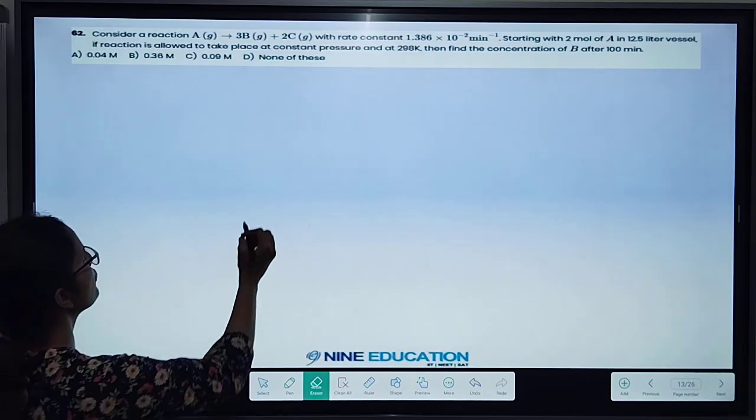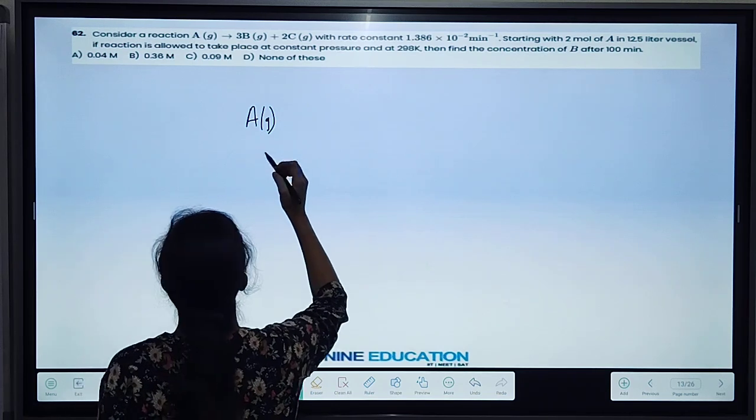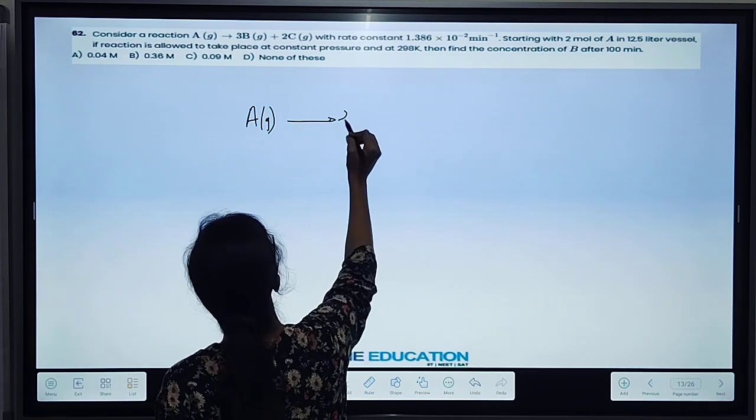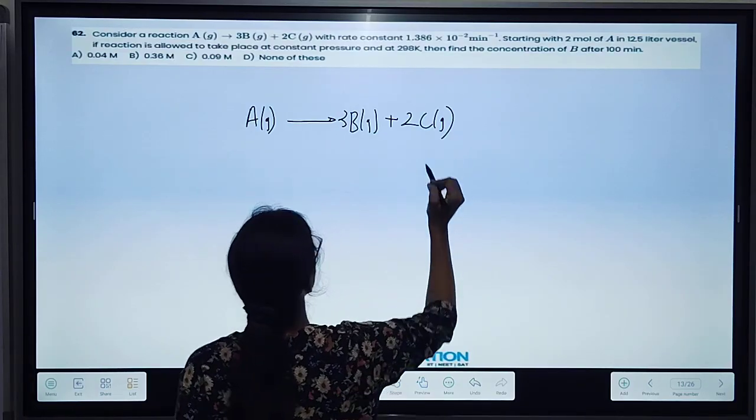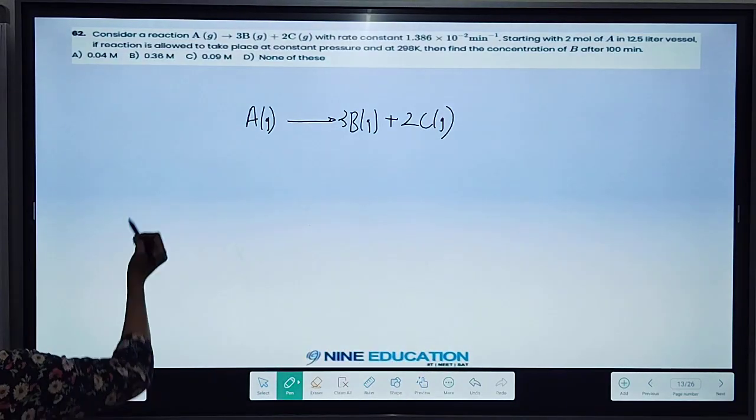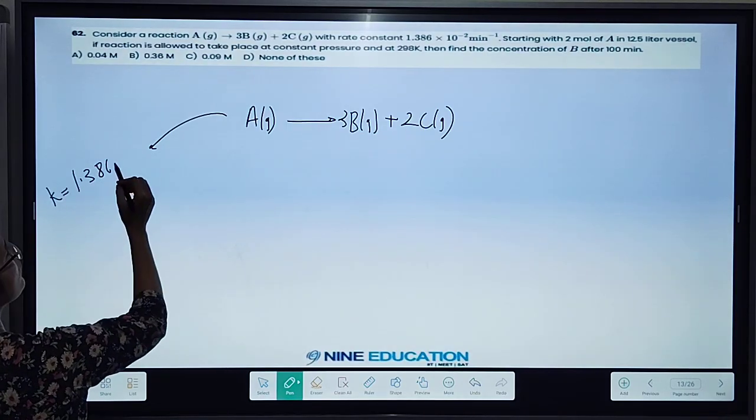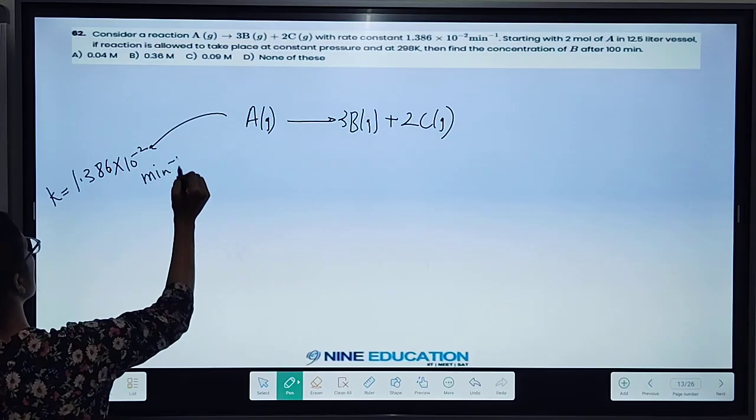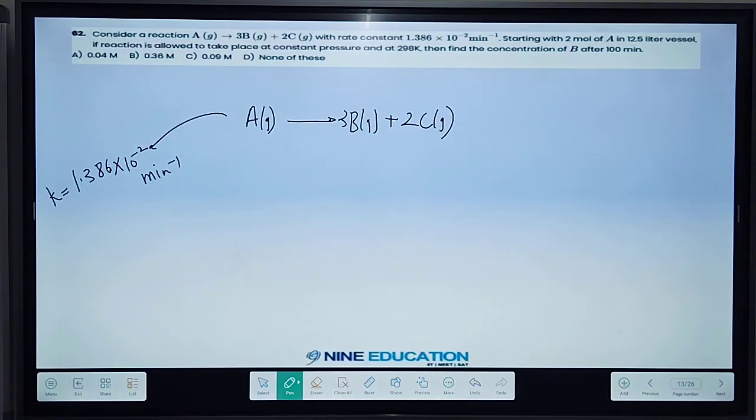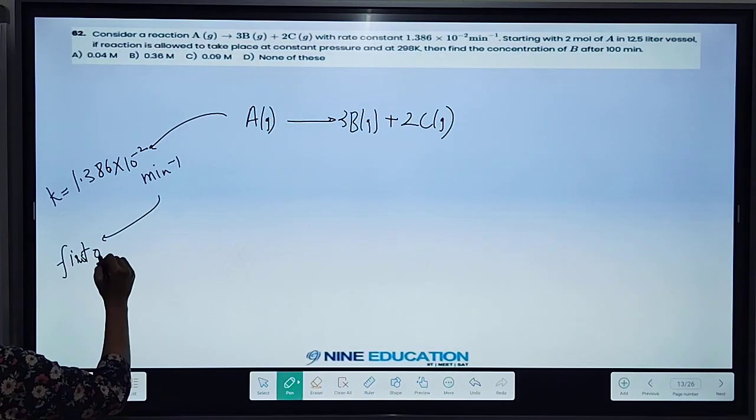Okay, fine. So we are having one reaction which is A gas giving us 3B gas, and along with that we are having 2C gas, and for this reaction the rate constant is given as 1.386 into 10 raised to power minus 2 minute inverse, and by seeing this unit only we understand this reaction is going to be first order, right?